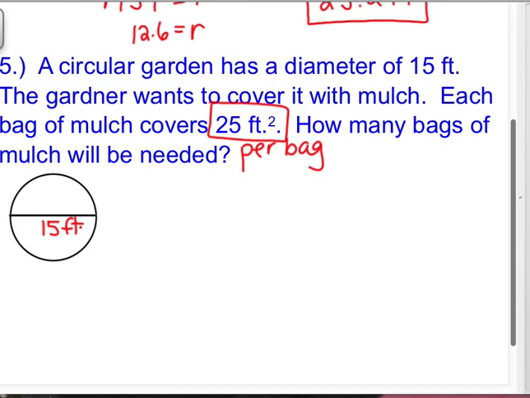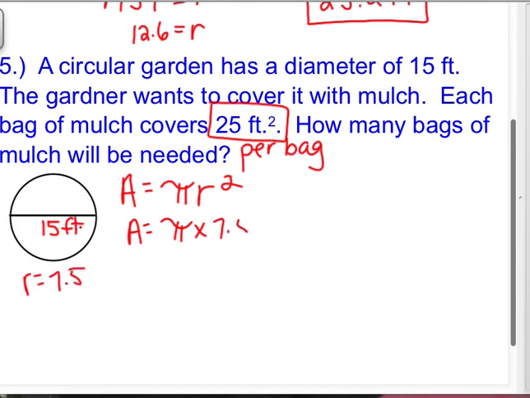All right, so this is kind of two problems, right? We're going to have to calculate the area of the circular garden. And once we know how big the garden is, then we're going to have to figure out how many bags of mulch it's going to take to cover that space. So first, let's find the area. Pi r squared. Pi times, what's the radius? Half of that, right? It's 7.5.